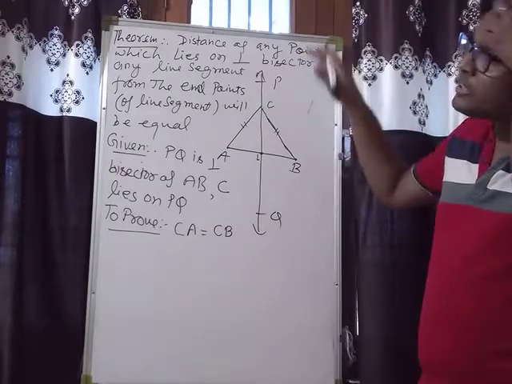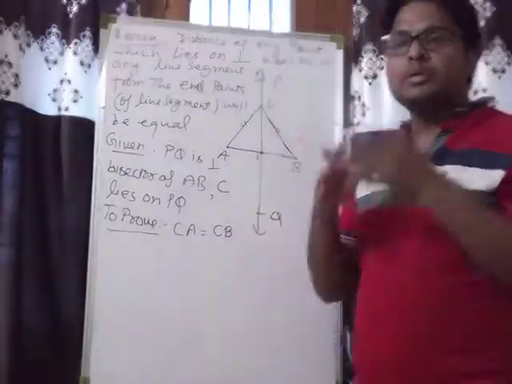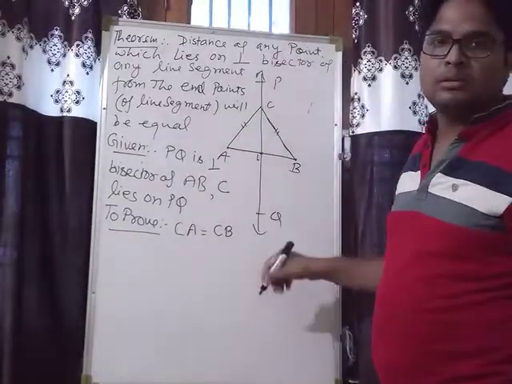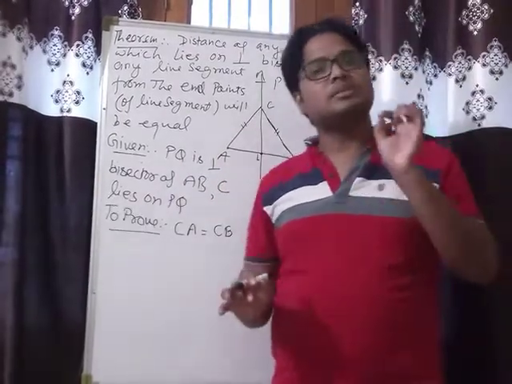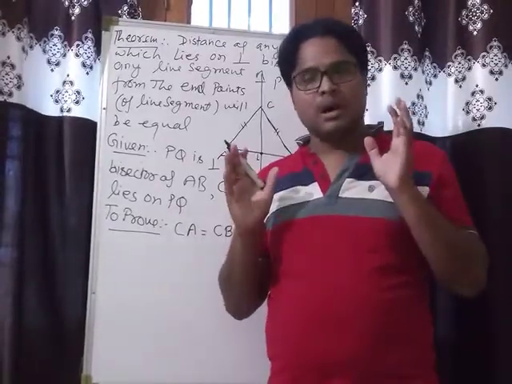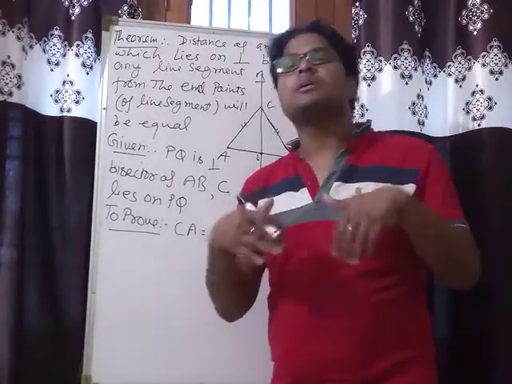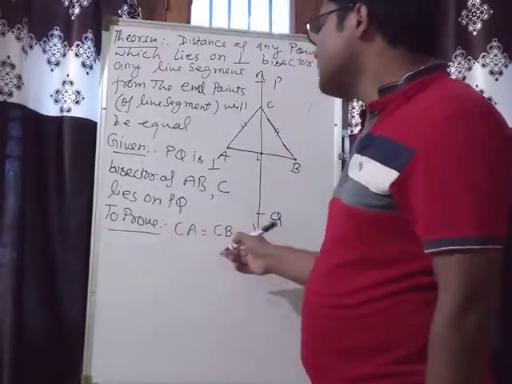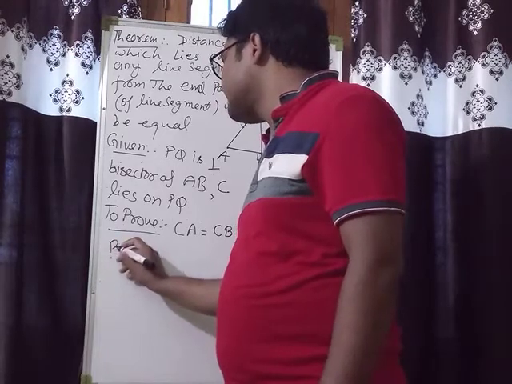This C is any arbitrary point on the line PQ, and PQ is what? Perpendicular bisector. C may be anywhere on the perpendicular bisector of AB. Then the distance of C from endpoints of line segment AB, means from A and from B, must be equal. Okay? See, we have to prove CA is equal to CB. Now I am going to prove this. See, it's true.